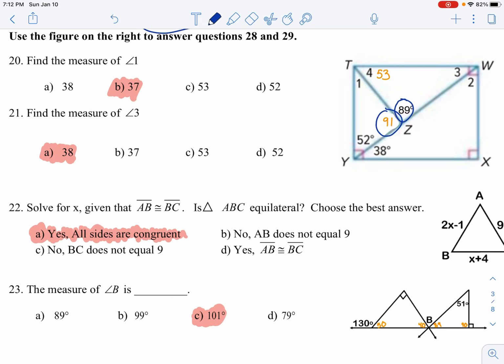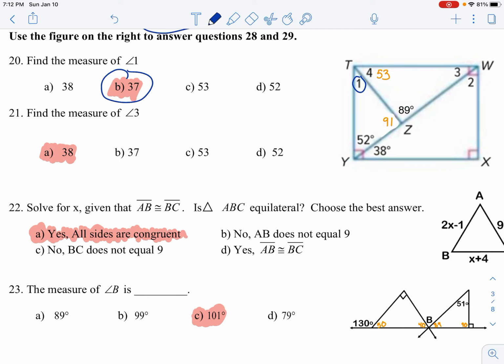Well, it's a linear pair with that 89. This makes a perfectly straight line under there. So all I had to do was take 89 minus 180, and I got 91. After that, I could find angle 1 pretty easily because now I've got 2 of the 3 angles inside a triangle. So I took 180 minus 91 minus 52, and I got 37 as my answer.